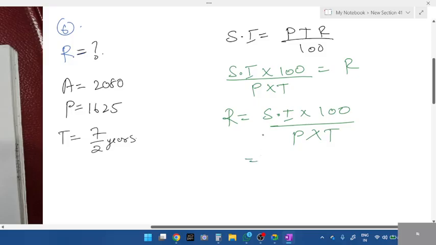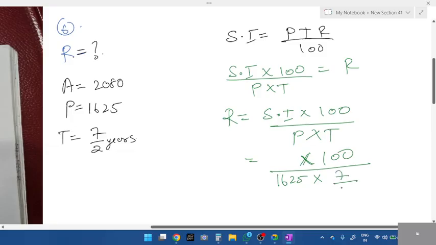Next, what are the other things given? Is the simple interest value given here? Do we have simple interest here? No, simple interest is not given. 100. What about principal? What is principal, students? 1,025 into how many years? Time is time.